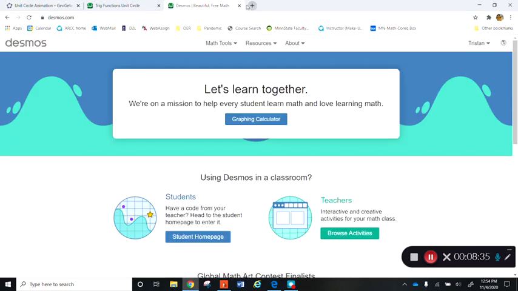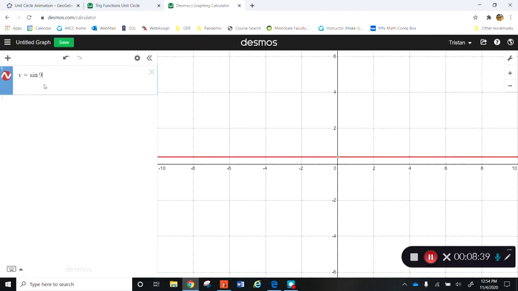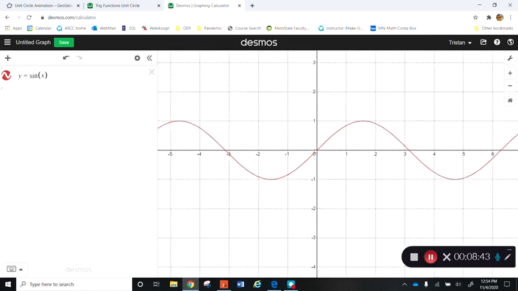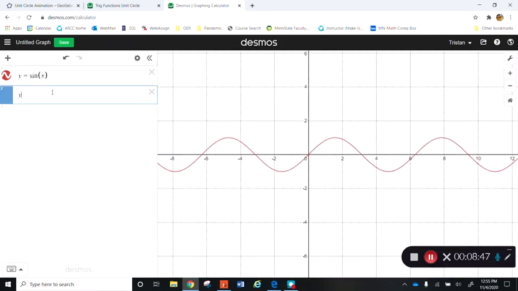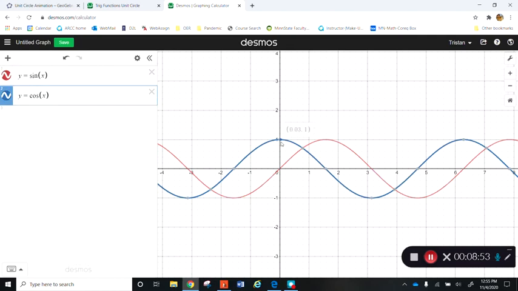Back over to Desmos. Open up a new one here. If we graph y equals sine of x, this is Desmos, by the way, it always assumes that your x input is in radians. So here's my x input in radians. And y equals cosine of x. There's cosine. See, they're almost the same, but they're shifted. They start in different places.